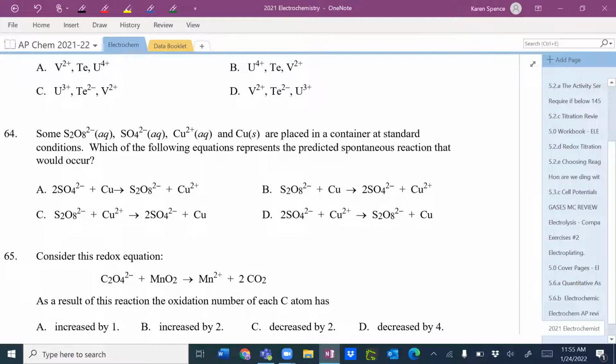Okay, so we have some S2O8 2 minus, we have some SO4 2 minus, some Cu 2 plus, and some Cu placed in a container. Which of the equations represents the spontaneous reaction? So we're either looking for SO4 or S2O8 reacting with metallic copper, or S2O8 or SO4 reacting with copper 2 plus. Okay, so the two S's reacting with the two Cus.